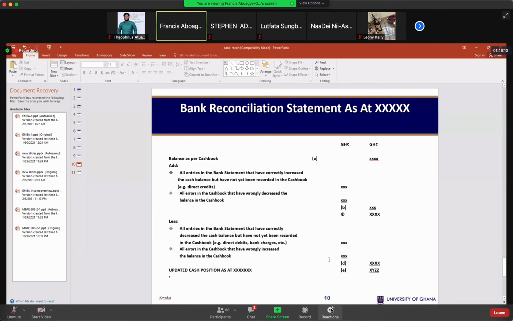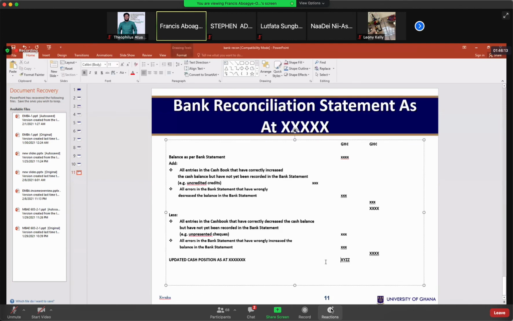So from the previous statement, this was E. We are taking the E from the previous statement, and what we are trying to do is to agree the E with the bank statement balance. So let's say that this is F. So what we do is to ensure that the E agrees with the F.